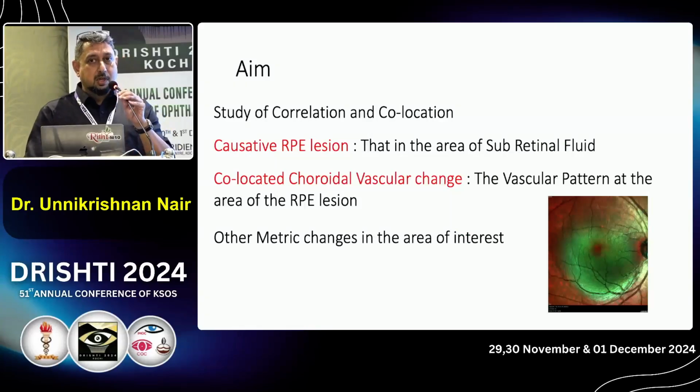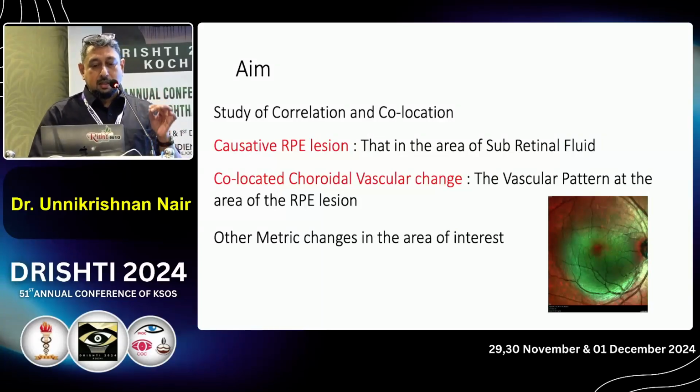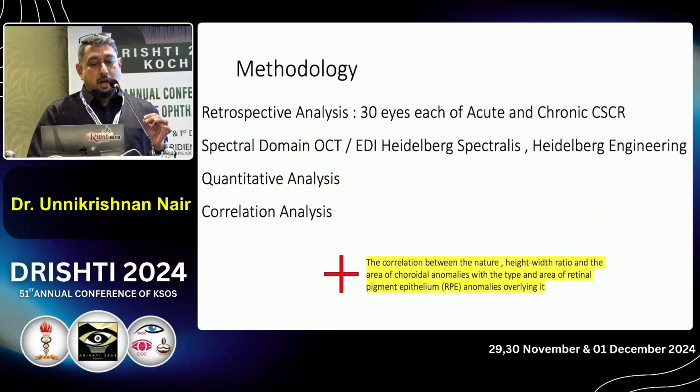So the aim of the study is to define what we mean by a causative RPE lesion, look at the choroidal lesion right under it and see if there's any correlation. It was a retrospective study where we took 30 eyes in each of the groups in which we could possibly do a good EDI study. A quantitative and a correlative analysis was done.